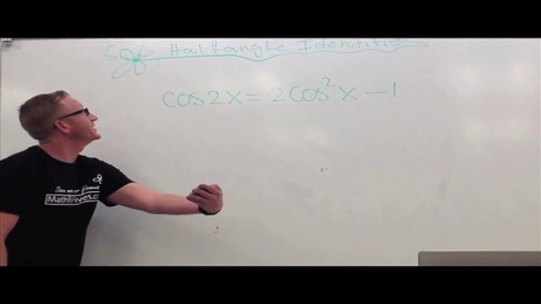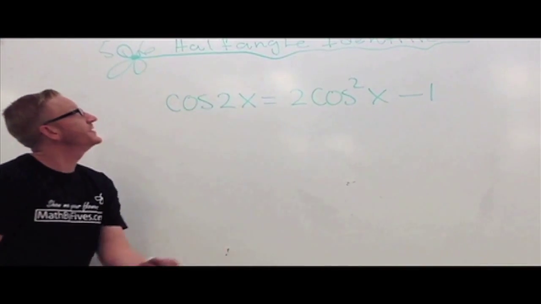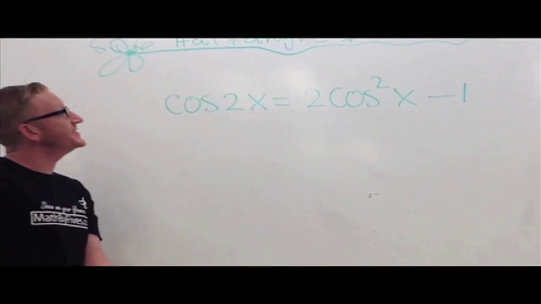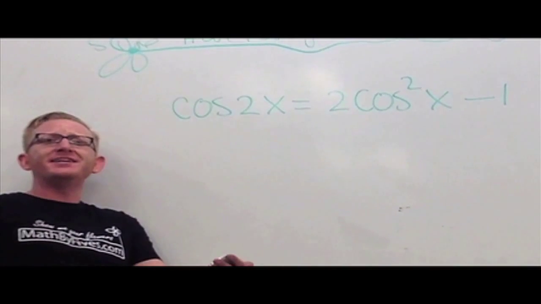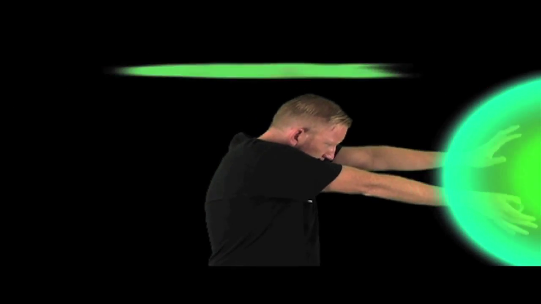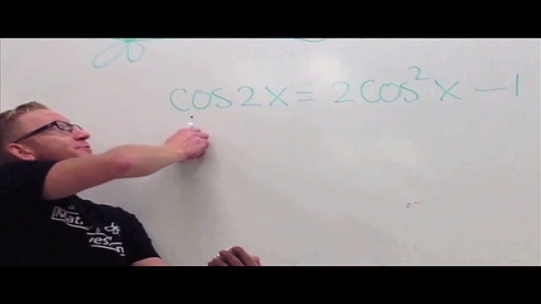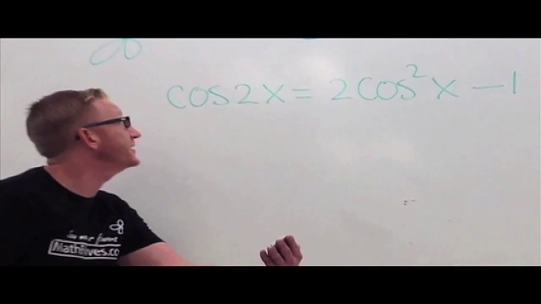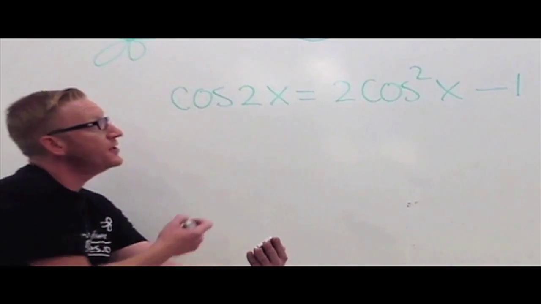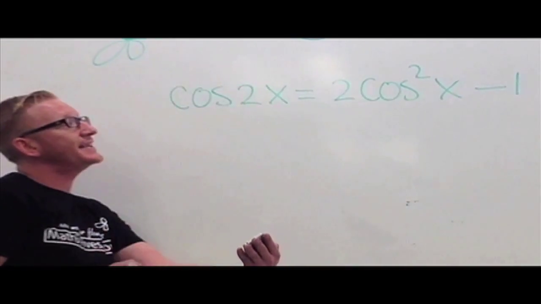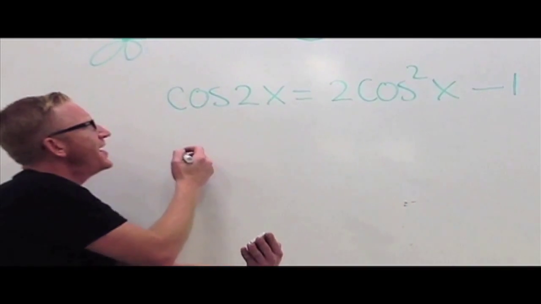Selfie! What do we want to do? We want to prove the half-angle identities. And what are we going to need to use? Double angle. We're going to need to use the double angle for cosine. So here we go. We're going to solve that for the cosine.